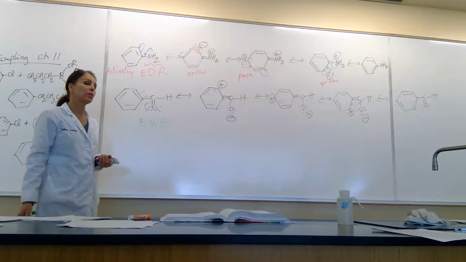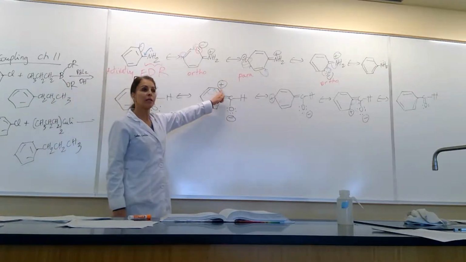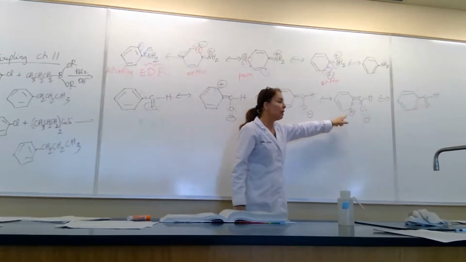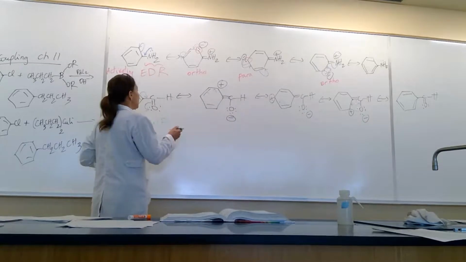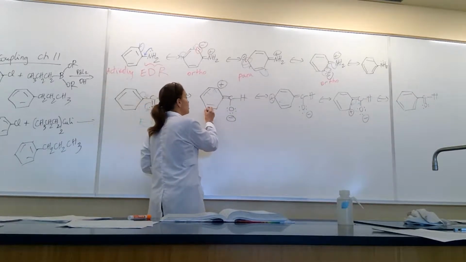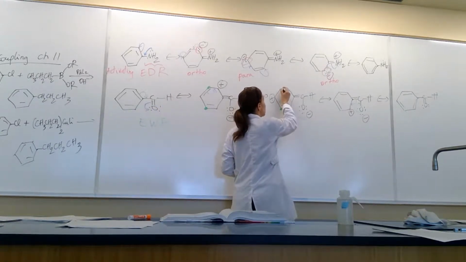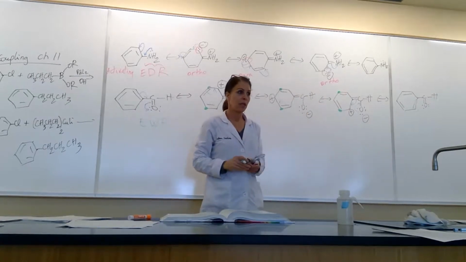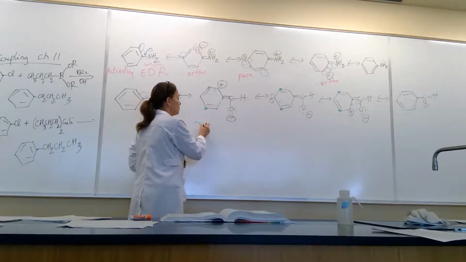And what are the positions that are impossible to add an electrophile? Can I add an electrophile in this position? No. Why? It's already positive. Can I add here? No. Can I add here? No. So what is left? What is not positive? The only positions that are not positive are, as you see, this. See these two positions? They're never positive. The other positions can be positive. So these are called meta.